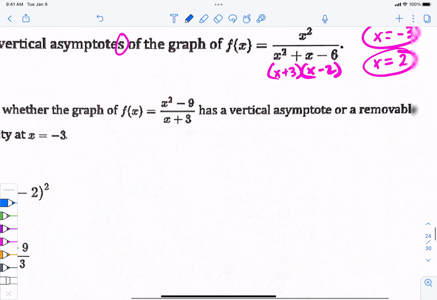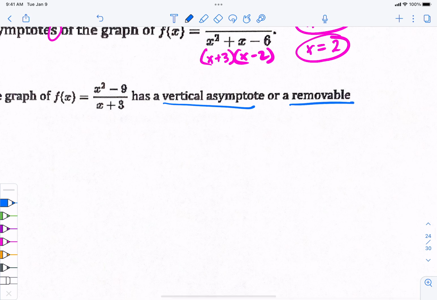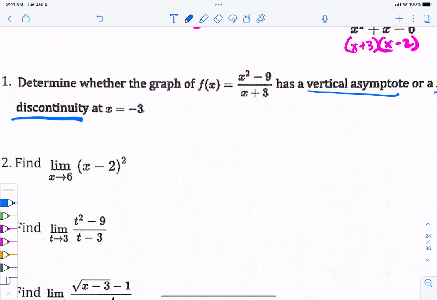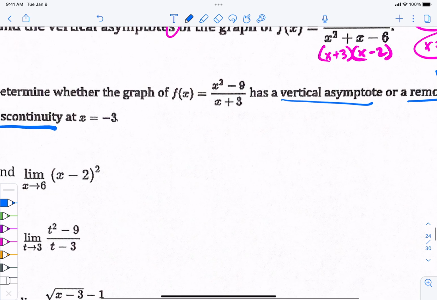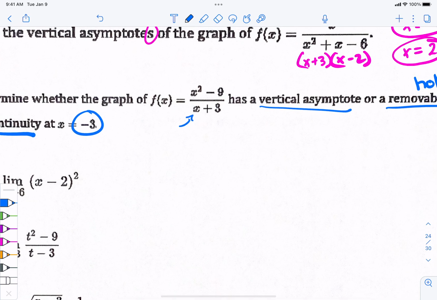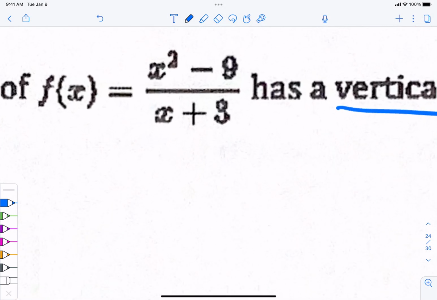Here you go. Determine whether it has a vertical asymptote or a removable discontinuity, which is just a hole. A removable discontinuity is a hole because it removes out, right? Like it pulls out. So I can't plug negative 3 in. That would be where we would find the limit, but we need to decide is it a hole or a VA.